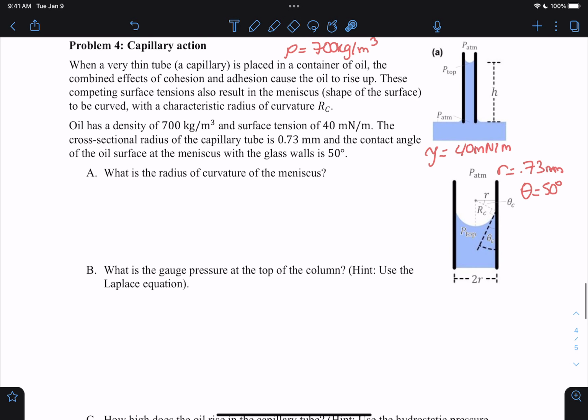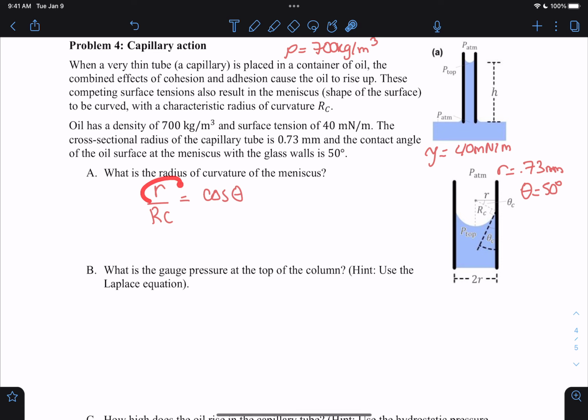So for part A, what is the radius of curvature of the meniscus? I think someone, I can't remember who, mentioned earlier an equation that we could use to figure out the radius of curvature. So what do you guys think that's going to be? Yeah, so I see R divided by RC is equal to cosine of the contact angle, right? So R divided by the radius of curvature should be equal to cosine of the contact angle.